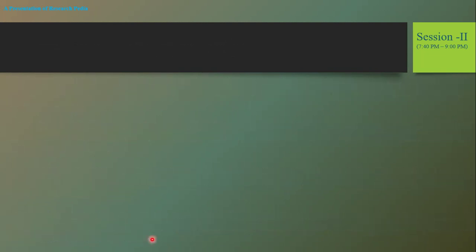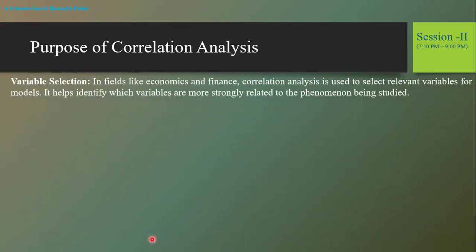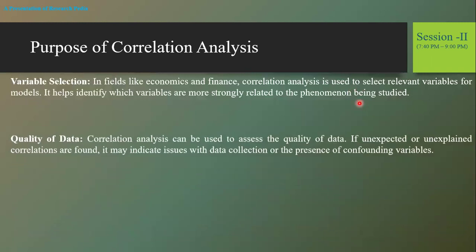The next purpose might be variable selection. In fields like economics and finance, correlation analysis is used to select relevant variables for models. It helps identify which variables are more strongly related to the phenomena being studied. So whenever you want to select some variables for your regression analysis or for further analysis, you may identify which variables are important through correlation analysis.